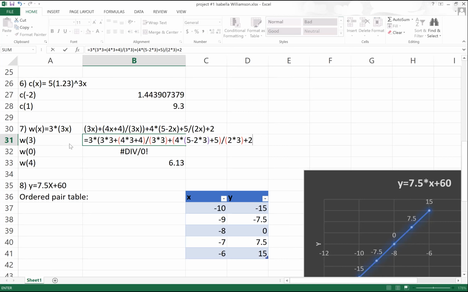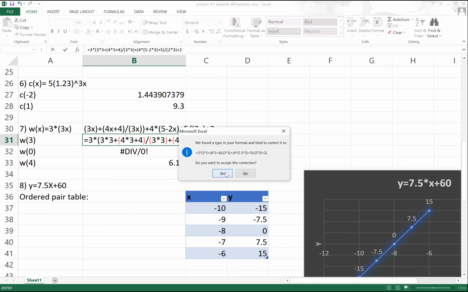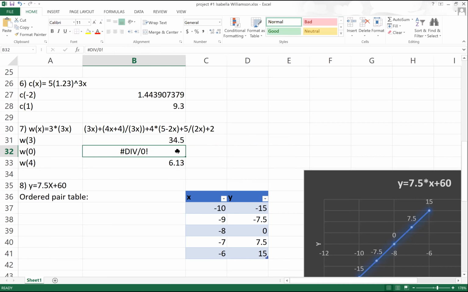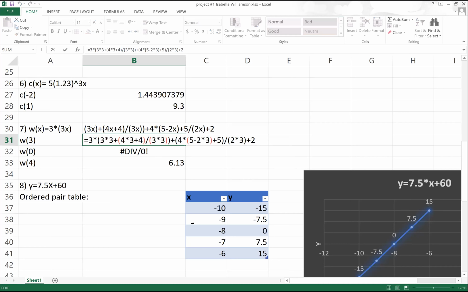Okay, now hit enter. Okay, find a typo in your formula. Go back, check, and 3 times, yeah, missing a parenthesis here. Okay, let's do it. Now you get 34.5. Okay, and that's how you input it.